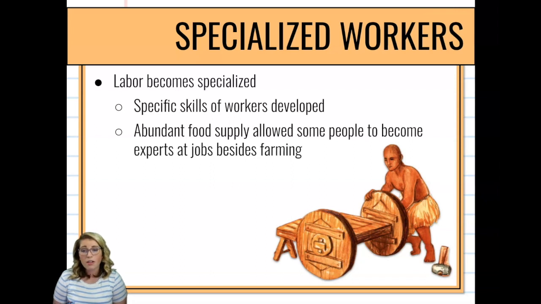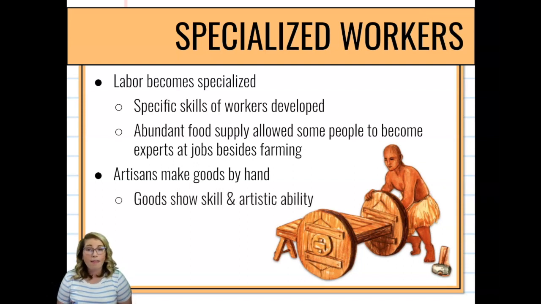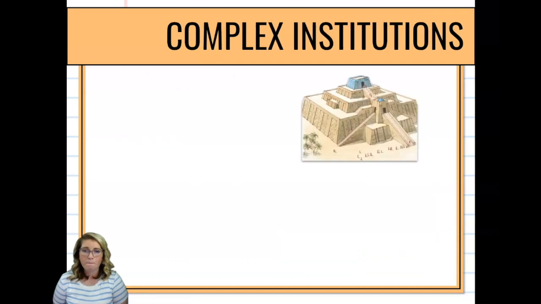So your abundant food supply allows people to become experts at jobs besides farming. So we start to see artisans and craftspeople pop up, and they begin creating goods by hand, and then they sell them at market. And these goods show both their skill as well as their artistic ability. Complex institutions.